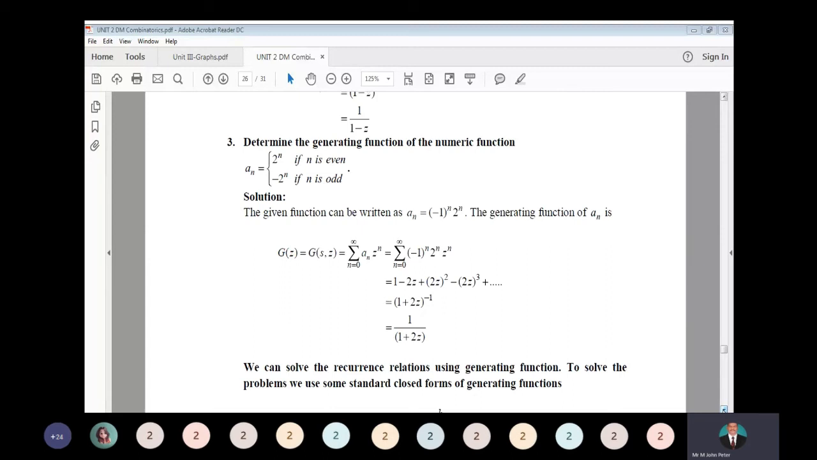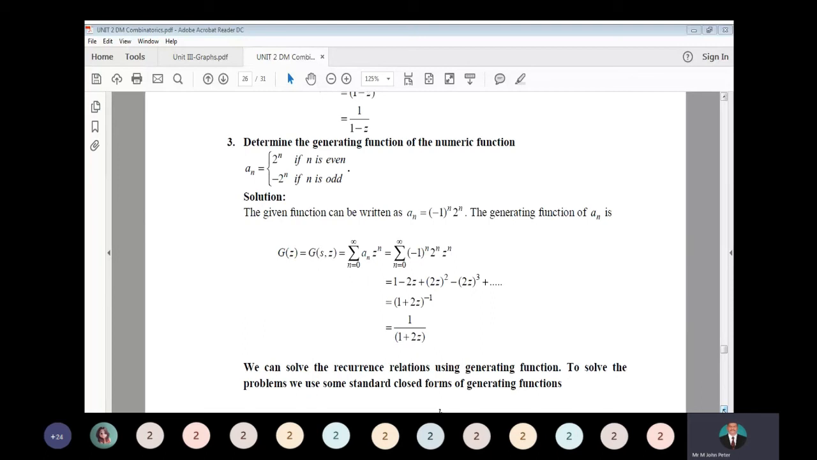So that is 1 minus 2z plus (2z) whole square minus (2z) whole cube plus and so on. That is (1 plus 2z) power minus 1. That means the binomial series (1 plus x) power minus 1, that is 1 minus x plus x square minus x cube plus x power 4. Like that you will get the series.